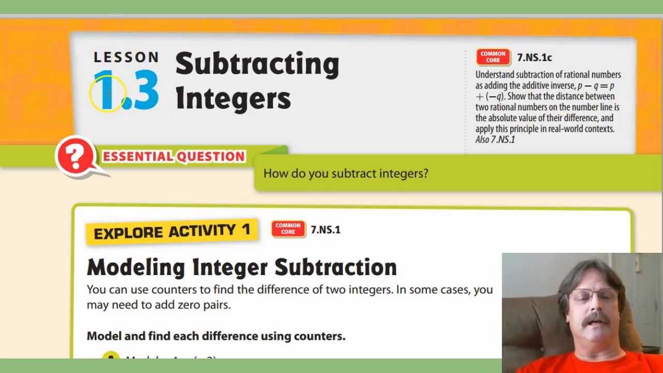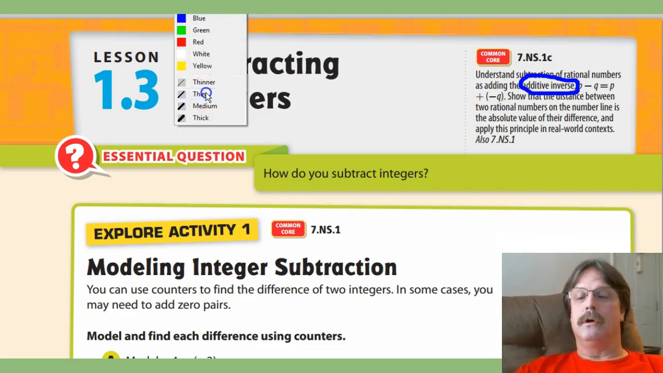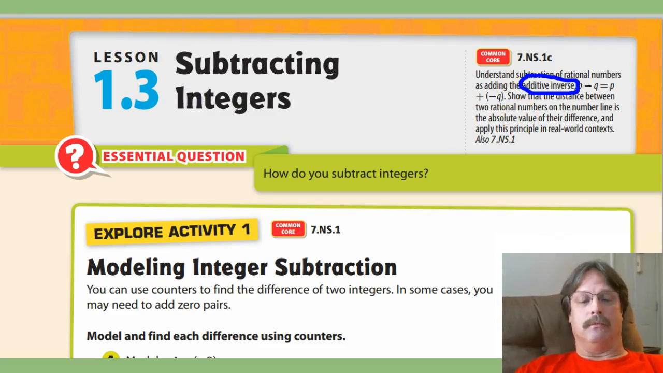Hi there. In this video we're going to work on subtracting integers. We're going to look at it using the integer chips and the number line. We're going to be focusing on the Common Core standard Number Systems 1C, and the highlight is about the additive inverse. We talked about that a little bit in the other video for 1.2, but we're going to continue on with that.